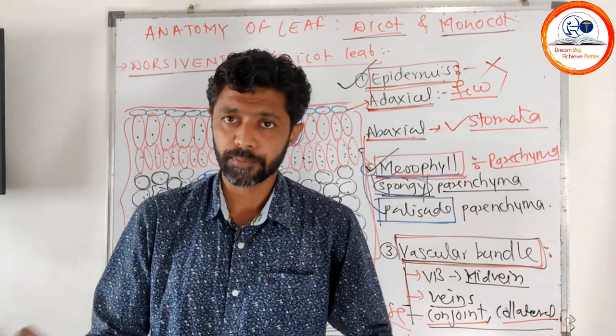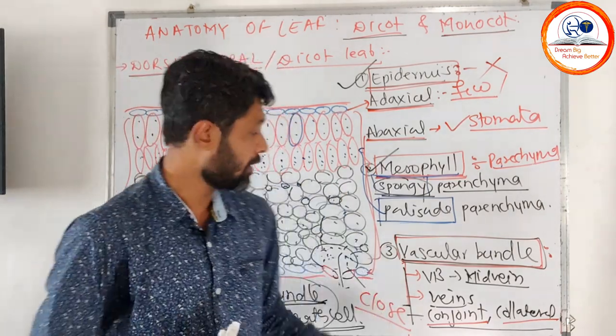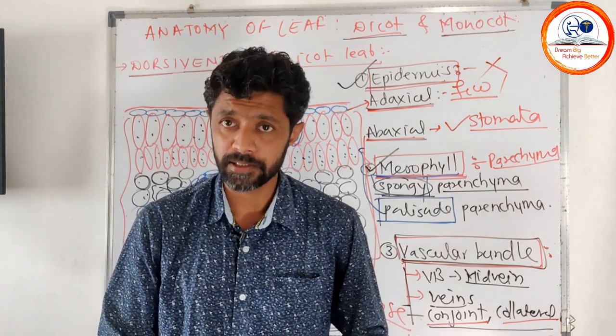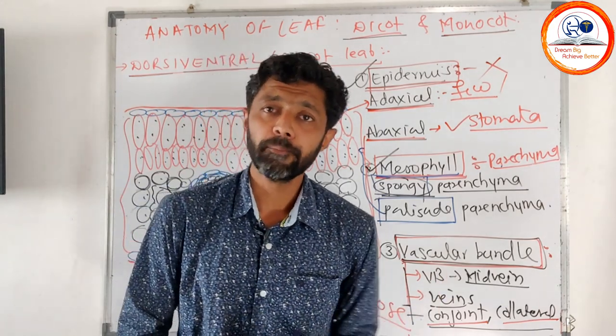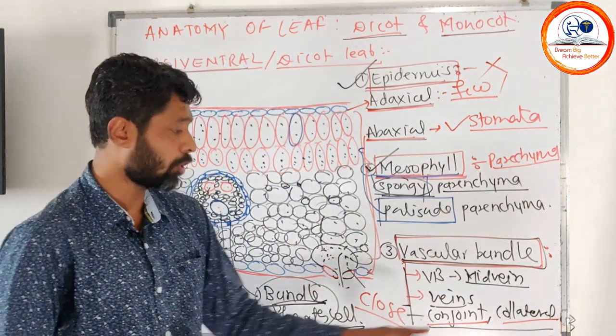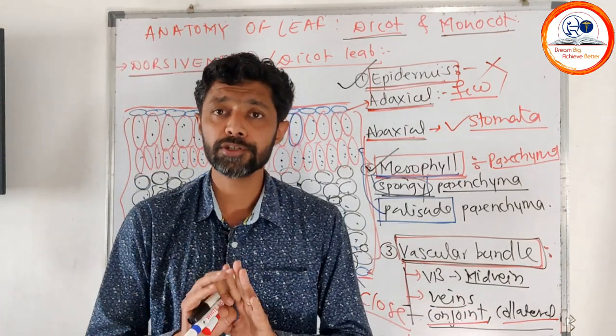Vascular bundle has a bundle sheath cell, a specialized sheath cell, and vascular bundles are of variable size, depending on the size of veins, welded and midway. Then the vascular bundle is conjoint collateral, and this vascular bundle is closed type.